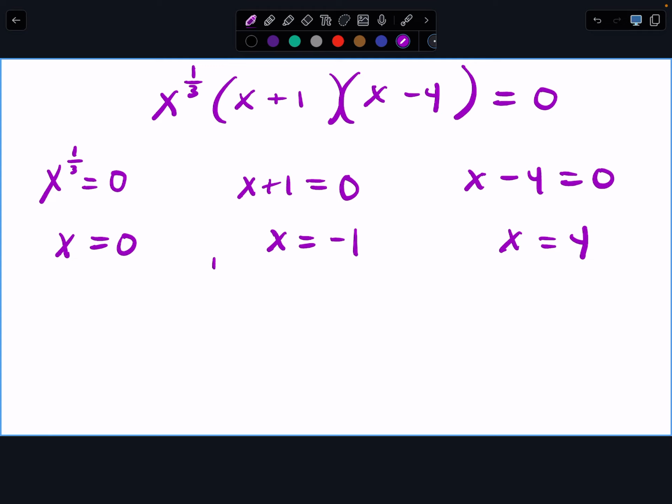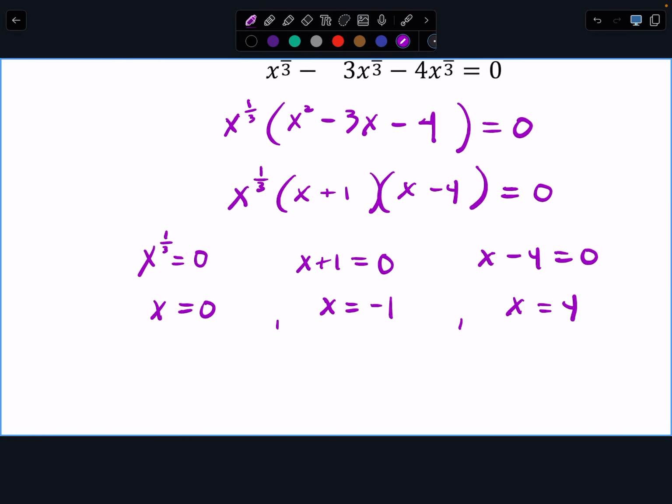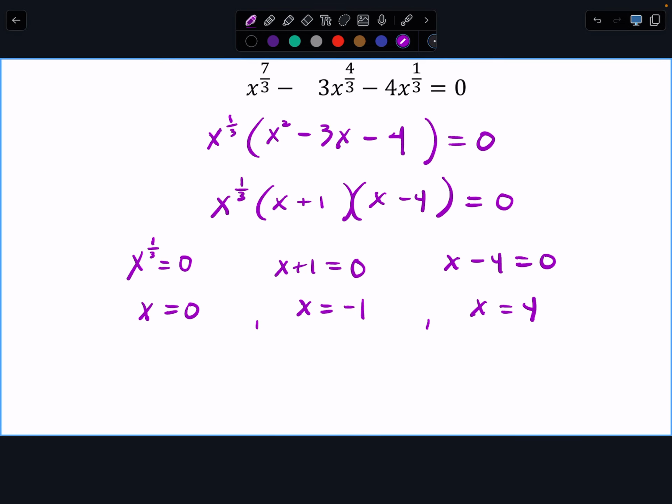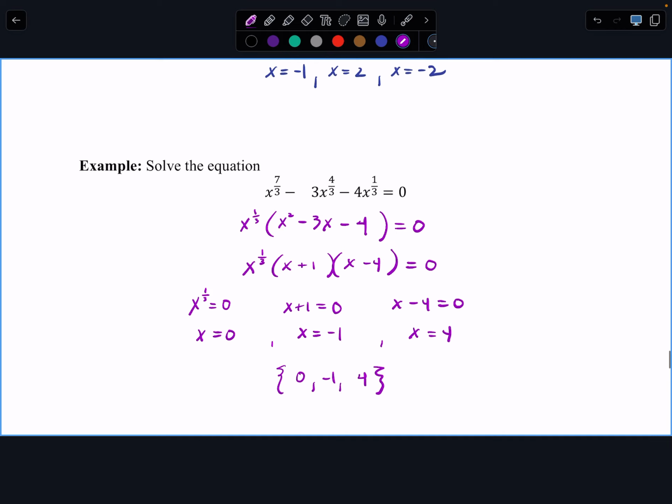I would separate with commas or ors. Or if you want to use set notation to summarize your solution. Questions? This is familiar, yeah?